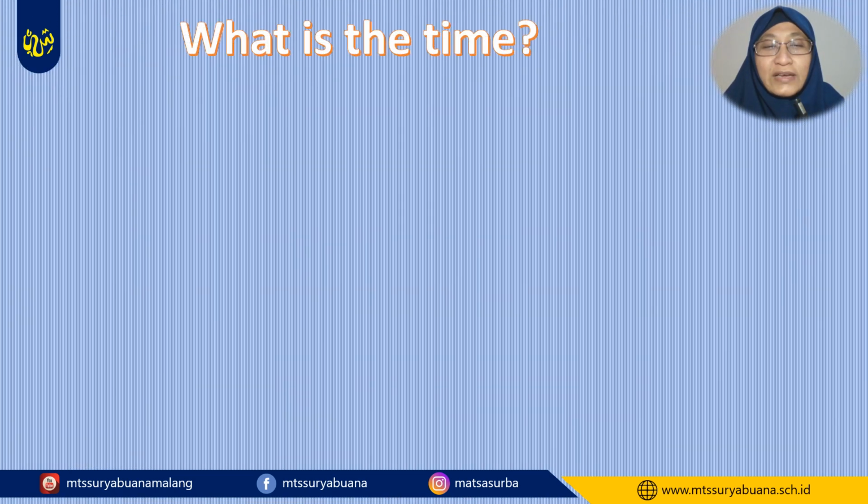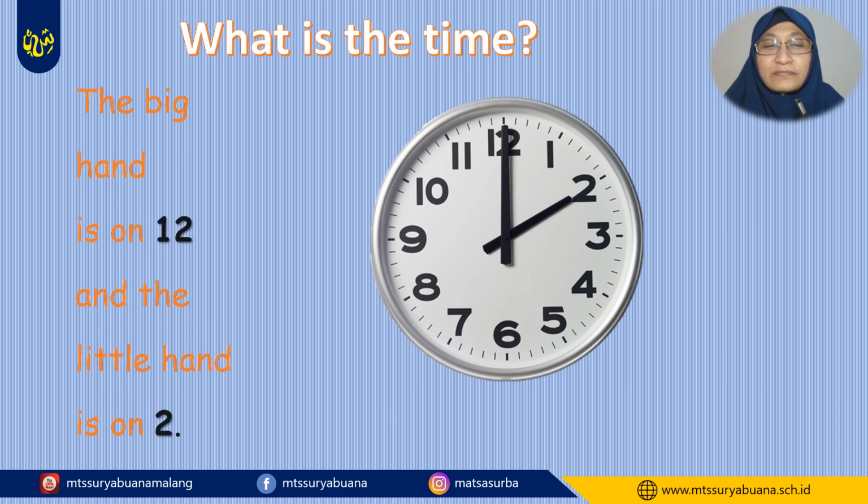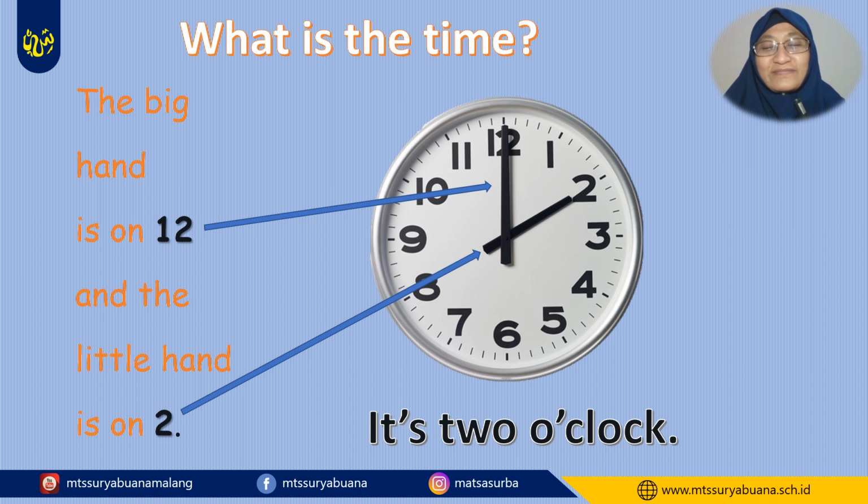Now, let's try once again using a different number. Look at this clock. Okay, look at the big hand. The big hand is on 12. And look at the little hand. It's on number 2. So, we read this as 2 o'clock. Right?